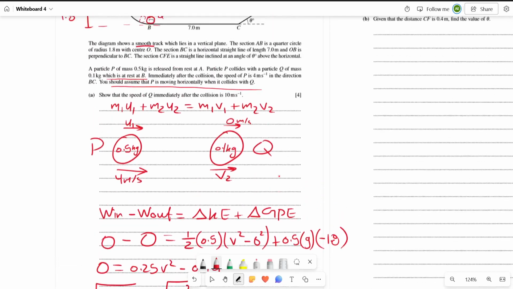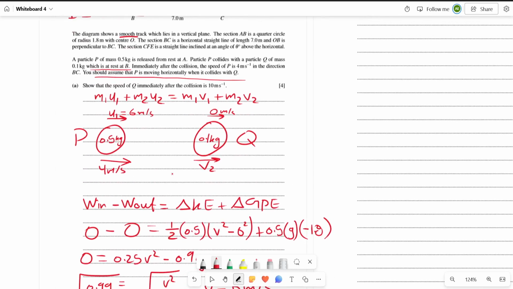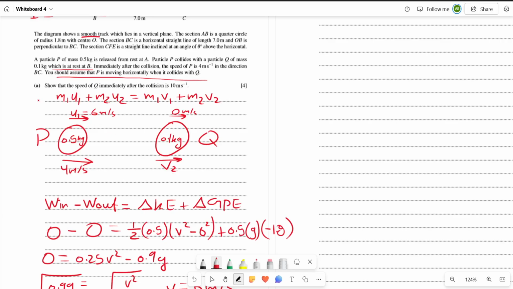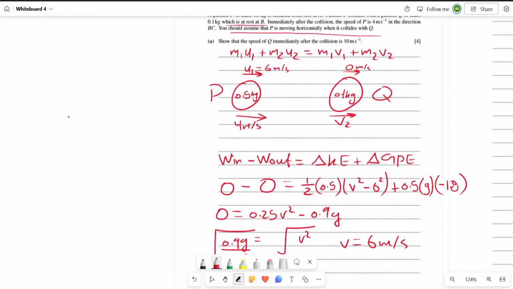So now, this is the final velocity that P reached, okay? Which is going to be the initial velocity just before the collision, which is going to be 6 meters per second as we calculated over here. So now, since we have u1, we can use this conservation of momentum equation to find our answer. So I'm going to do it here. What is m1? m1 is 0.5 times u1, which is 6.